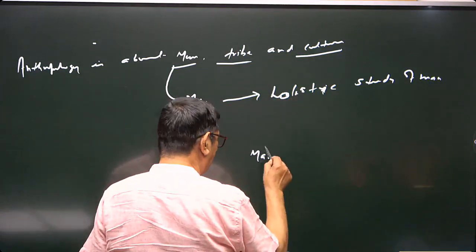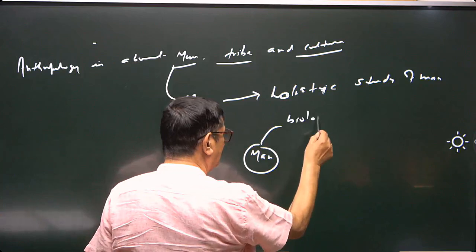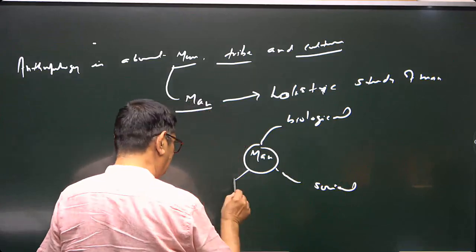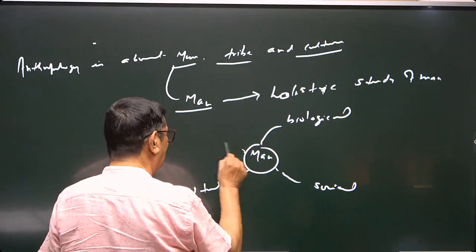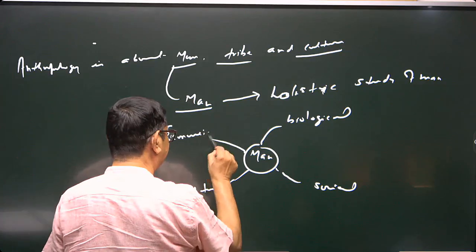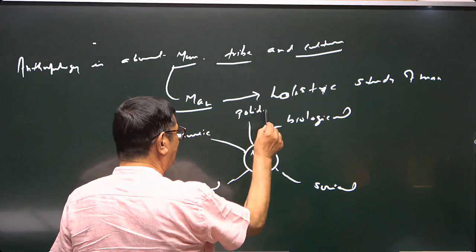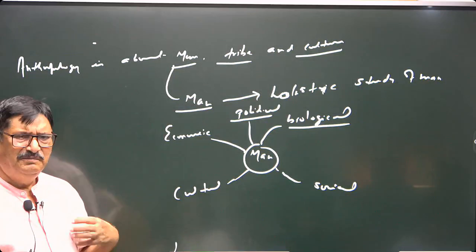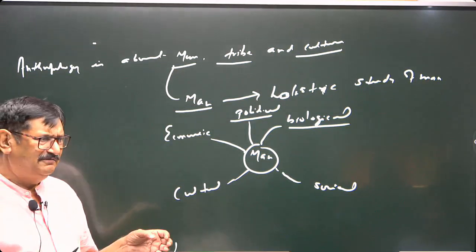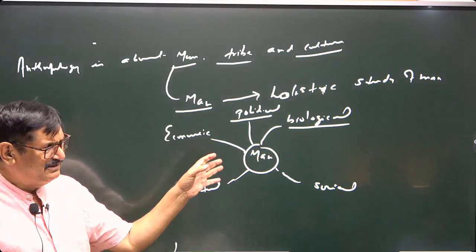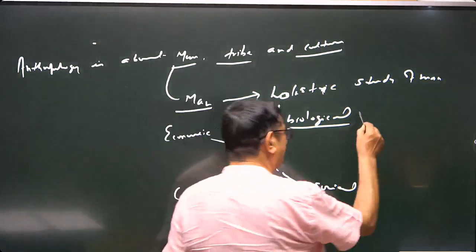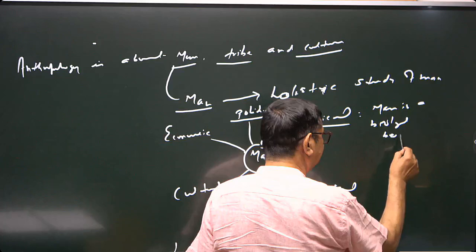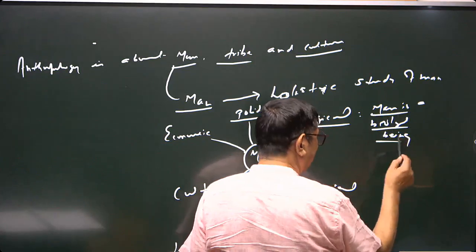We study man from five points of view: biological, social, cultural, economic, and political. These are the five dimensions of man. Biological: man is first of all a biological being. We have a body. Our body has 50% genes from the father and 50% from the mother. So man is first of all a biological being. Man has biological needs.